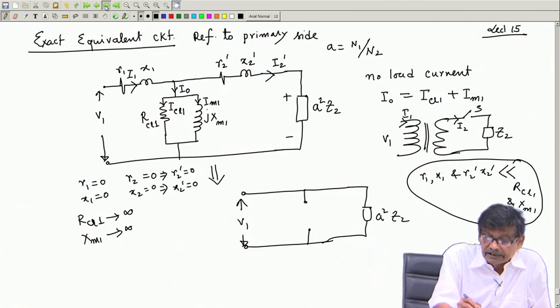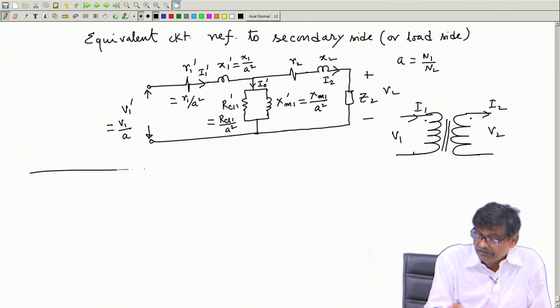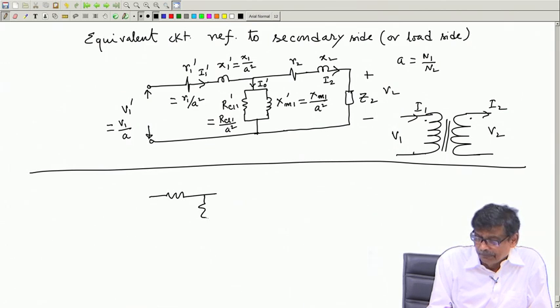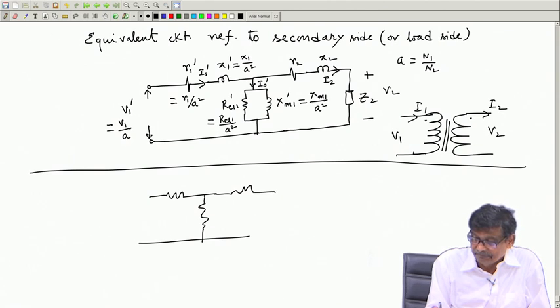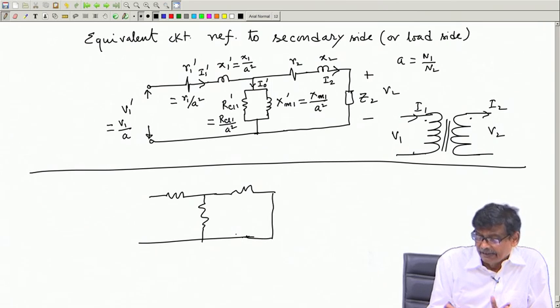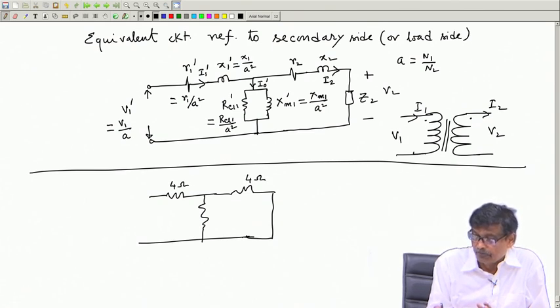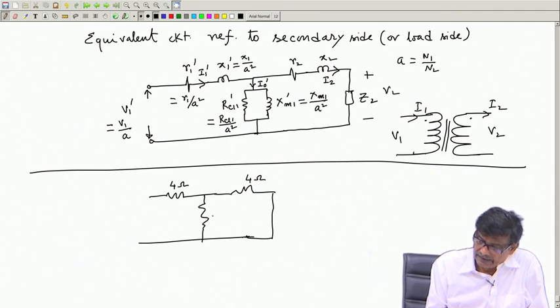For example, what does that mean is, consider suppose a circuit like this. Suppose I say this is 4 ohm, this is 4 ohm, and this is say 80 ohm. So, this impedance is 20 times higher than this.